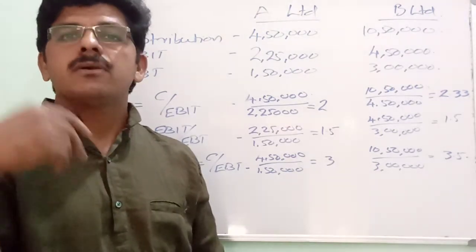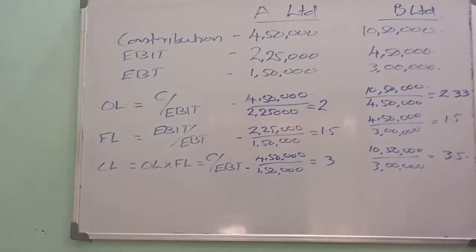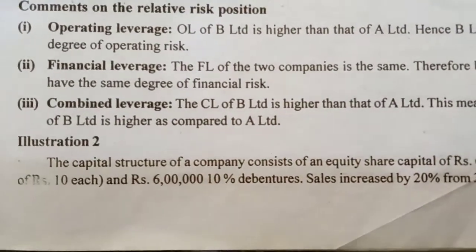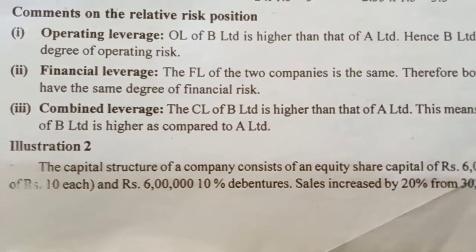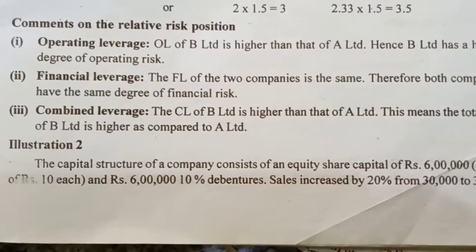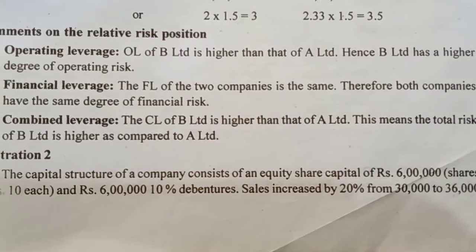Okay, thank you. Yes, let us see the second problem. Illustration number 2. The capital structure of a company consists of an equity share capital of rupees 6 lakh, shares of rupees 10 each, and 6 lakh 10% debentures.